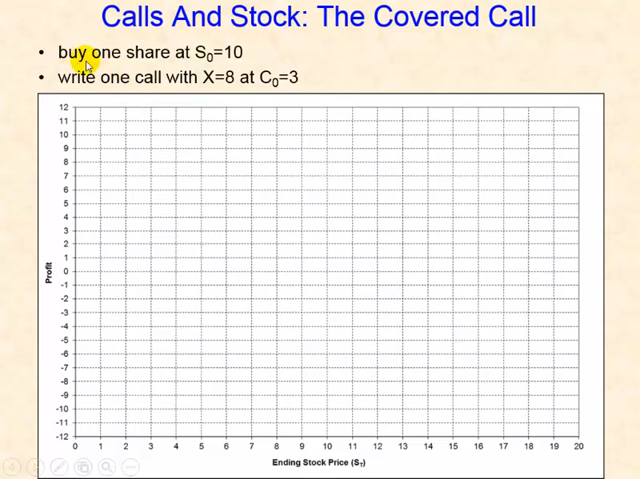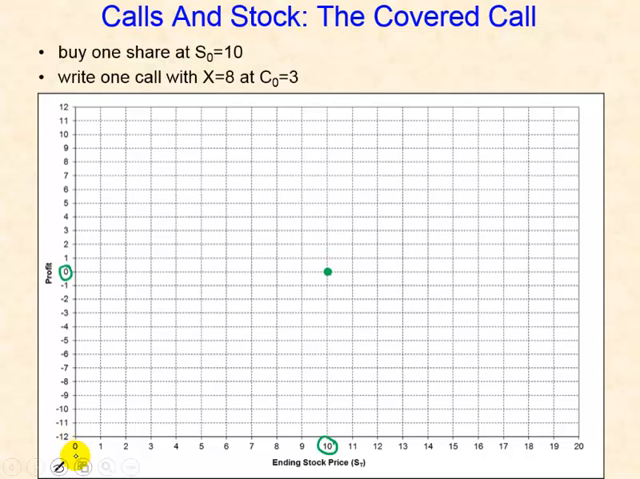Here's our example. We're going to buy one share of stock at an initial price of $10, and we're going to write one call option with an exercise price of 8 and a premium of 3. Let's start by plotting the profit from the stock. We know that if the ending stock price is equal to the beginning stock price, we make $0 of profit. So we'll draw a point at the intersection of those two values.